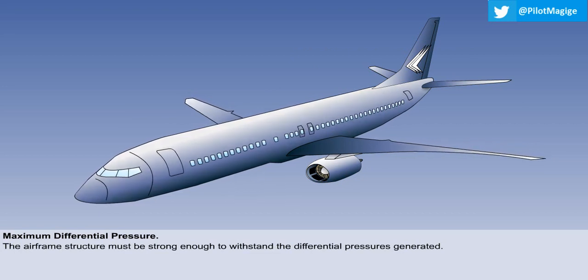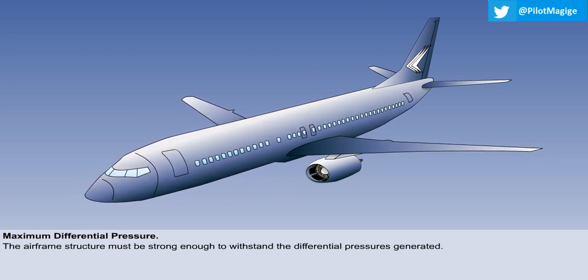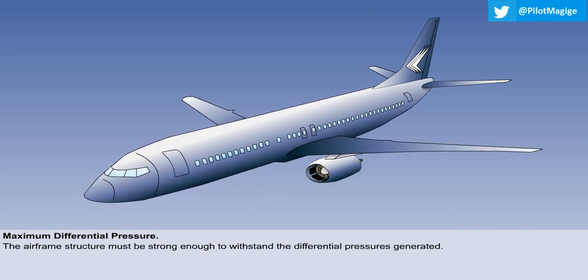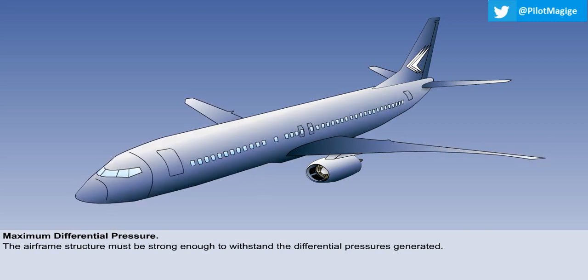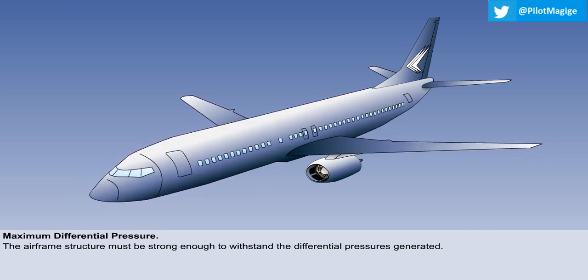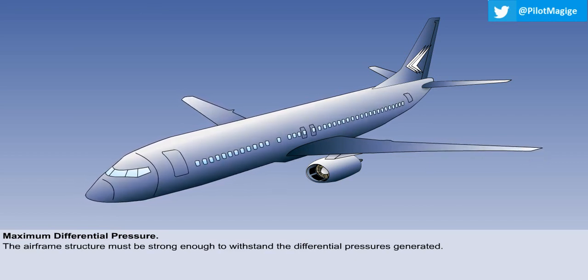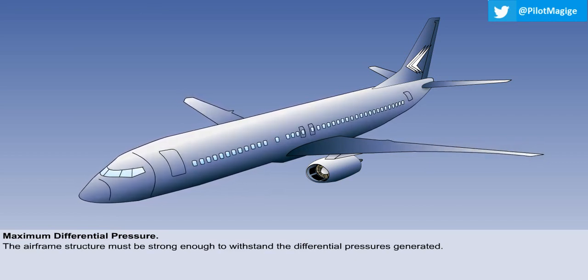The difference in pressure between the pressurized hull and the atmosphere produces stresses, which are applied cyclically every time the aircraft is pressurized and depressurized, causing fatigue, which can ultimately lead to structural failure. The airframe structure must be strong enough to withstand the differential pressures generated.